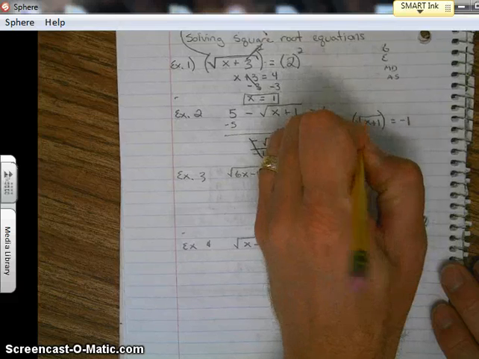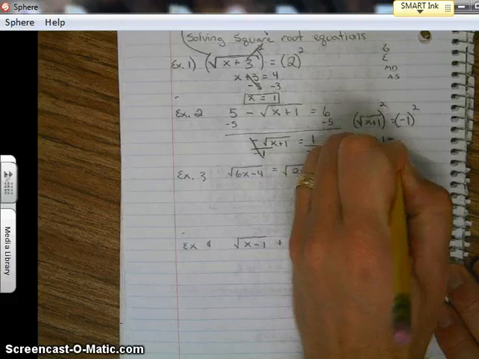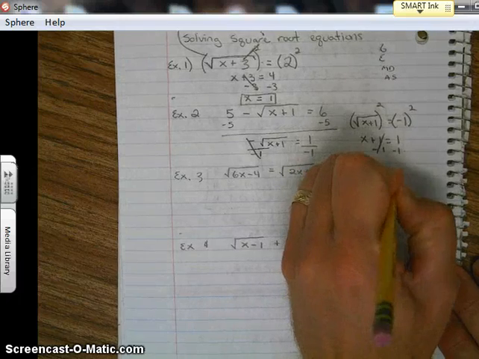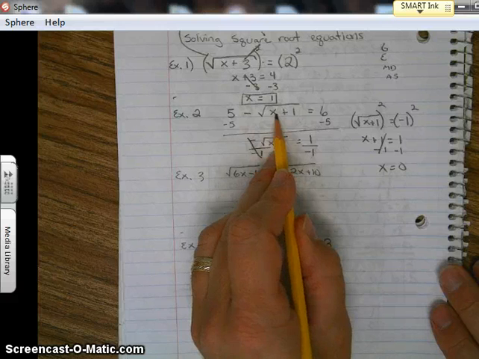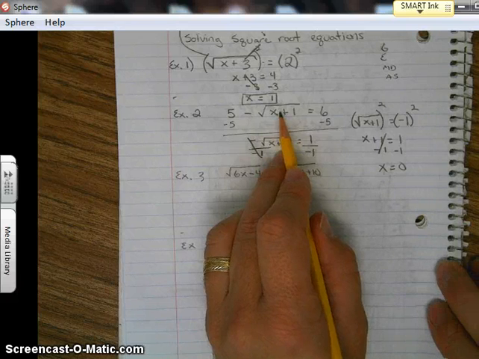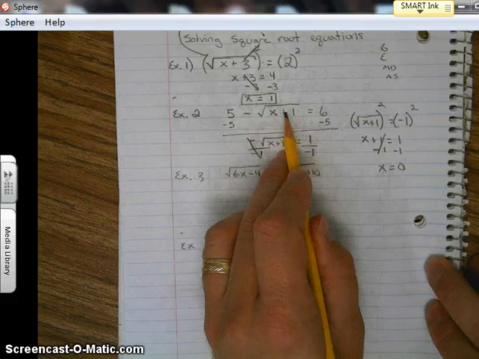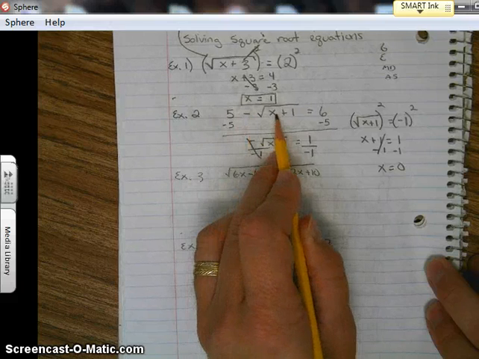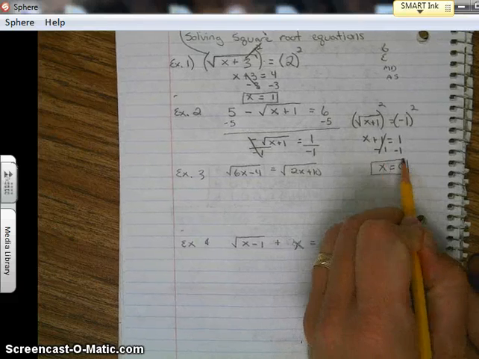Now we're back to just like example number 1. We're going to square both sides. And we're going to subtract 1, x equals 0. Plug it in. 0 plus 1 is 1. The square root of 1 is plus or minus 1. Got to be careful here, because when you take the square root, it's both positive and negative. So if we use the negative 1, we get 5 minus negative 1 is 6. So that is the solution.